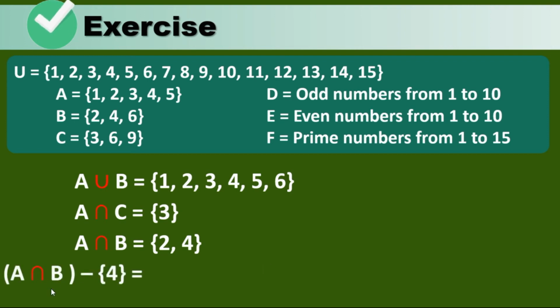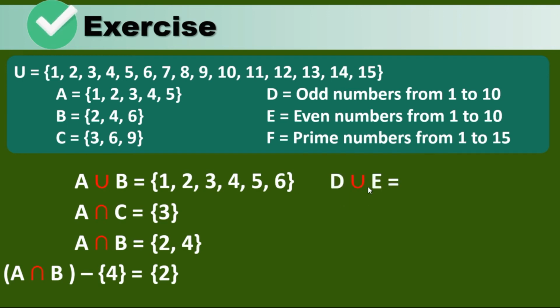What if we have something like this one? The quantity of A intersection B minus the set that contains 4. In operations of set something like this one, we need first to do the quantity inside the parentheses, which is A intersection B. What is A intersection B a while ago? 2 and 4. The set that contains 2 and 4. Minus the set that contains 4. What is left? It's only 2.